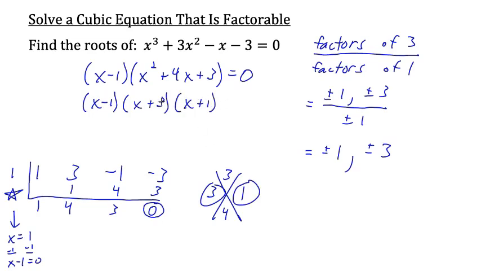So we have something times something times something equals 0. Well, in order for that to be true, one of these 3 binomials must equal 0. So if it's the first one, then x minus 1 would equal 0, which would mean x equals 1, because 1 minus 1 is 0. If it's the second thing, x must equal negative 3. It's negative 3 plus 3 is 0. And if it's the third binomial that equals 0, then x must equal negative 1.